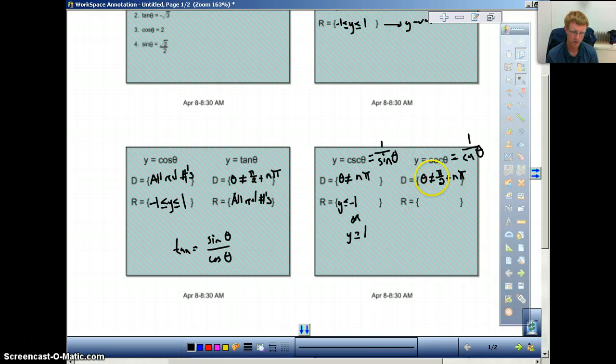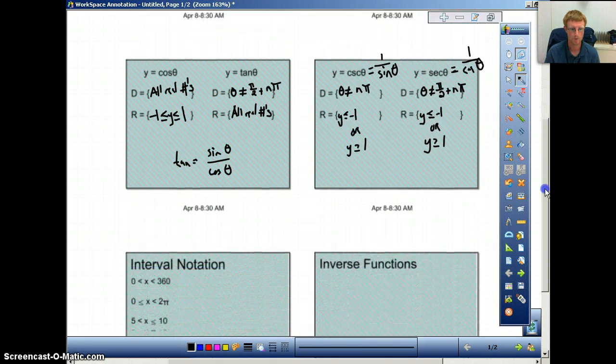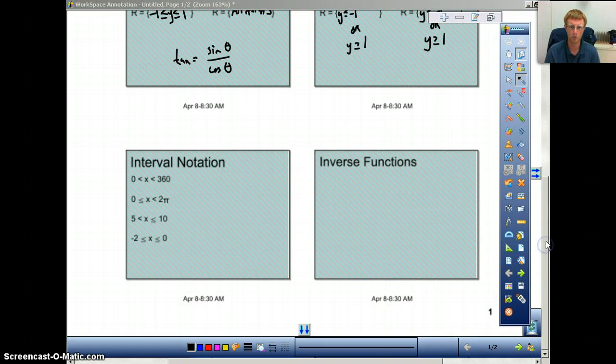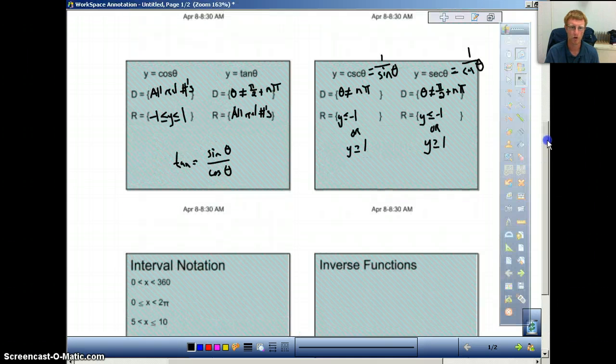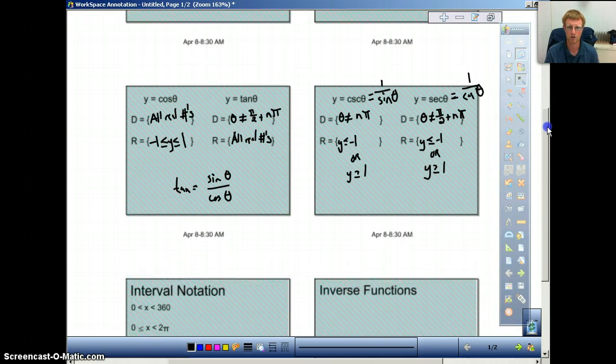And then the range is going to be the exact same thing as it was with the cosecant. It's either y is less than or equal to -1, or y is greater than or equal to +1. And again, you can graph that in your graphing calculator, putting it in as 1 over cosine of theta, to see that. That gives us an idea of what our graphs look like, and what our domain and ranges would be.